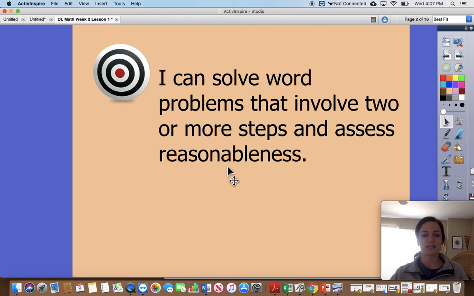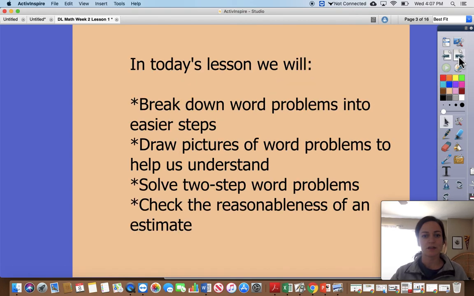And I can also assess reasonableness. Now, when you first hear assess reasonableness, you're probably thinking, what? But that's okay. We're going to look at it together and what that means later in the lesson. That'll be our second part. In today's lesson, we're going to break down word problems into easier steps. We're going to draw pictures of word problems to help us understand. We're going to solve the 2-step word problems, and then we'll also check the reasonableness of an estimate.